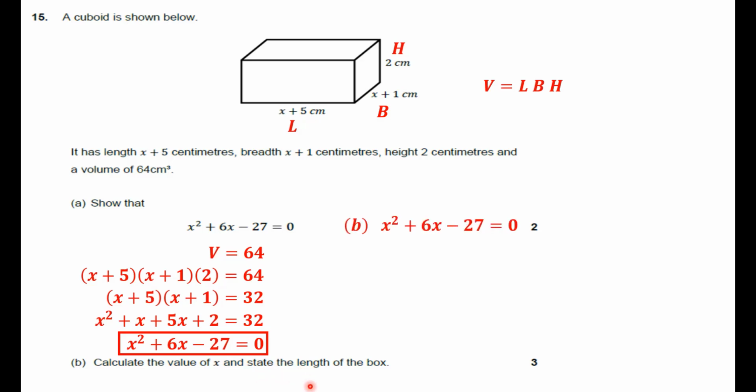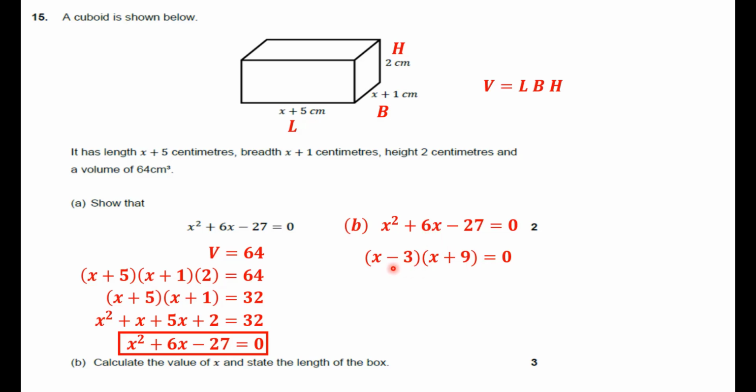So we have, there is the equation, equal to 0. Now we want to factorise it. It's not too difficult to factorise. It's x minus 3, x plus 9. How do I get that? Minus 3 times 9 gives you minus 27. And minus 3 plus 9 gives you the 6 in the middle.